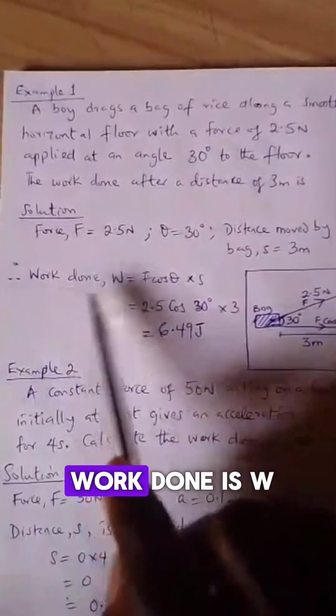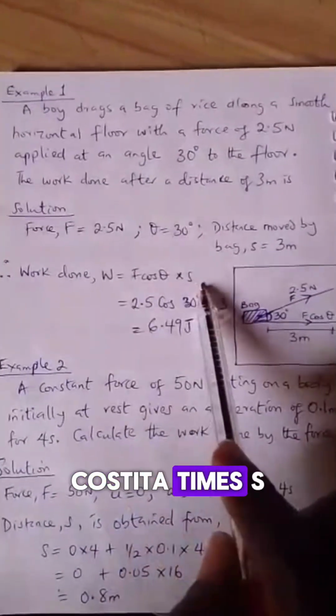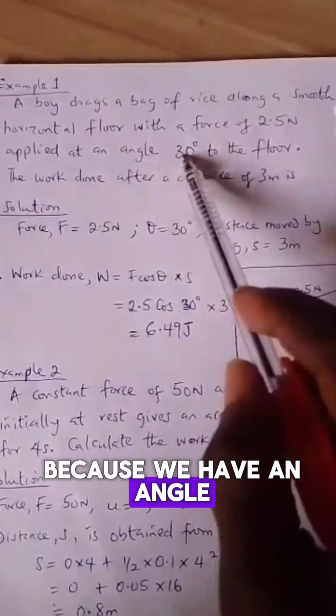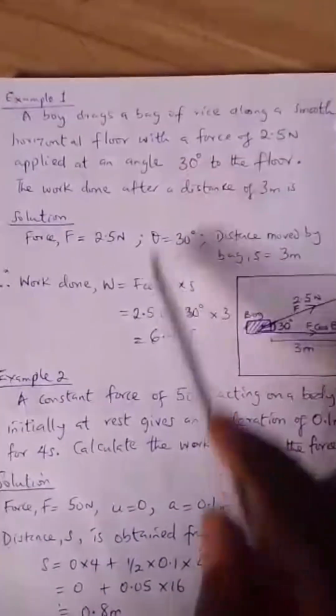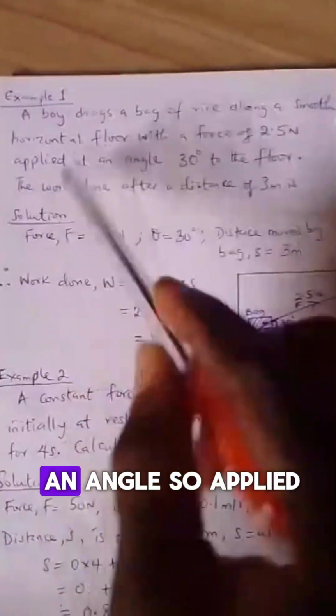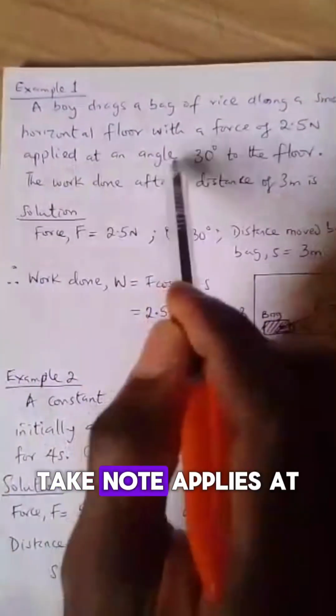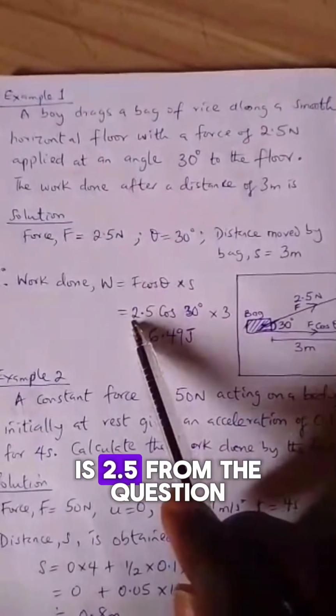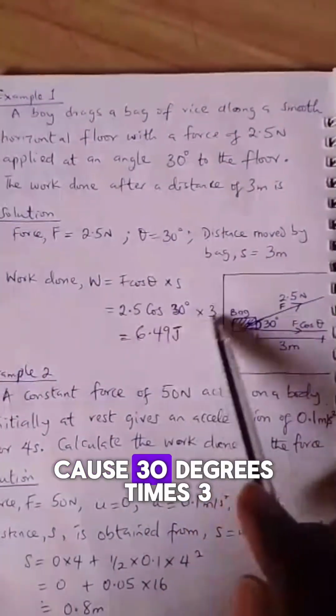Now the formula for work done is W equals F cos theta times S. Now cos theta comes in because we have an angle. The force is applied at an angle. Take note, applied at an angle. Theta is 30 degrees. Slot that in. Our force is 2.5 from the question. Cos 30 degrees times 3.